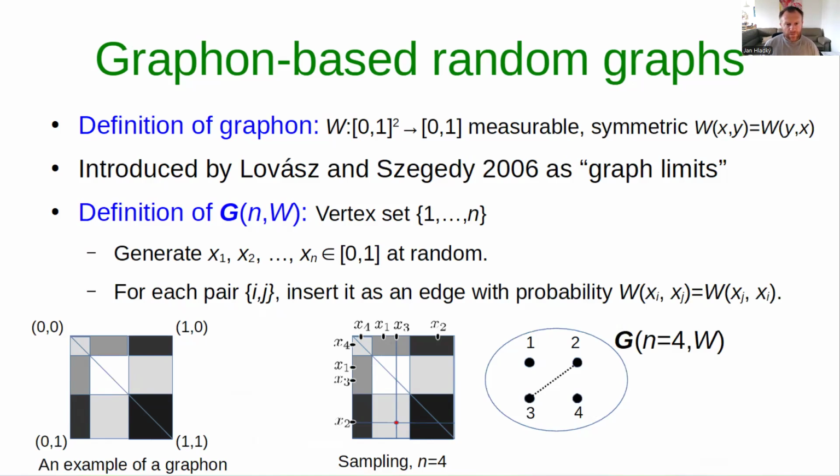To generate a random graph G(n,W), sample n independent points uniformly from the unit interval, each sampled value acts as a vertex position. For any pair of vertices, an edge is inserted with probability given by the graphon evaluated at their respective positions. So you can see this on the picture here. I have this sample graphon.